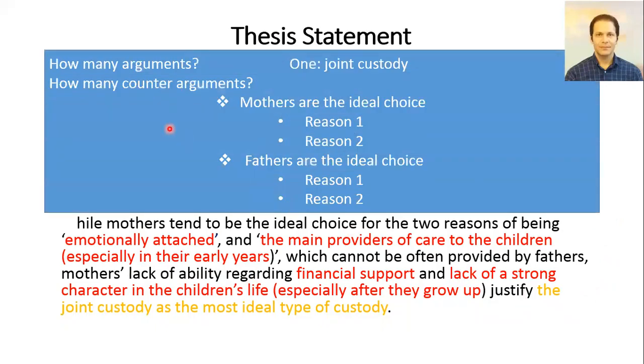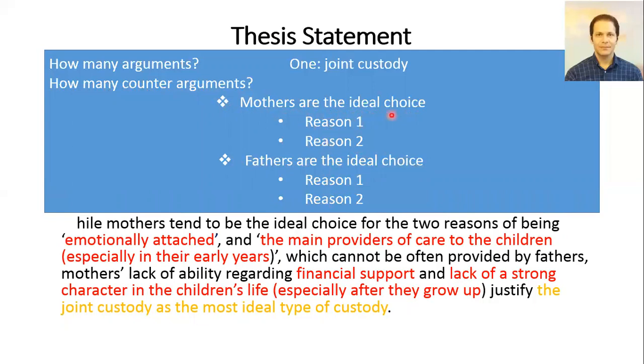Okay, how many arguments do you see in this thesis statement? One: I believe that joint custody is the ideal type of custody. That is my argument. So this paper is an argumentative paper. How many counter arguments do I have? Two. Number one, mother is the ideal choice. Number two, fathers are the ideal choice. And of course, for each one, there are two reasons.